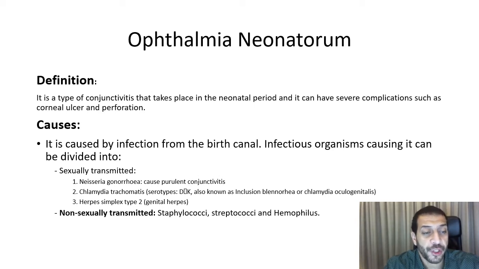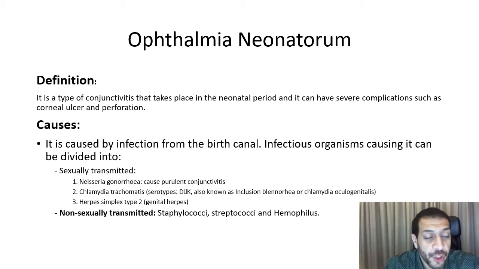Conjunctivitis in newborn children is caused by infection from the birth canal. The child passing through the birth canal may catch this infection in the eye. That being said, we should say that children born by cesarean section do not have the risk of having ophthalmia neonatorum.